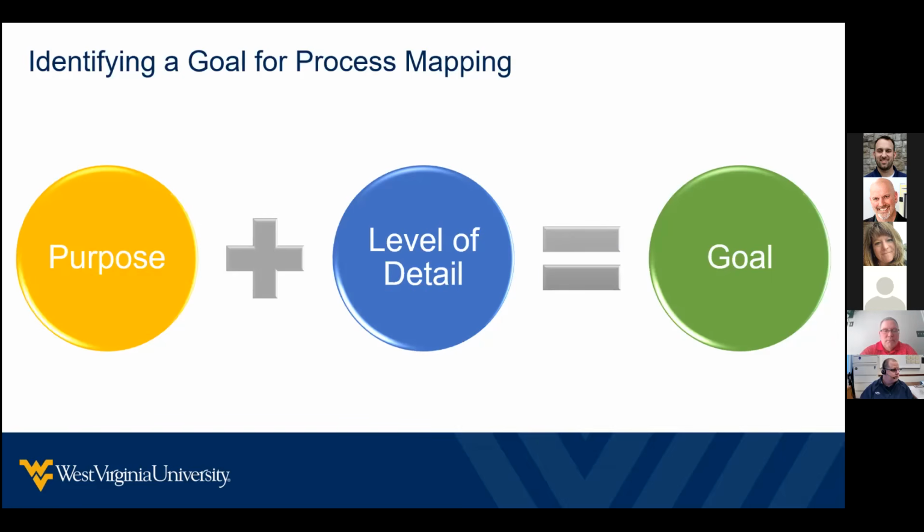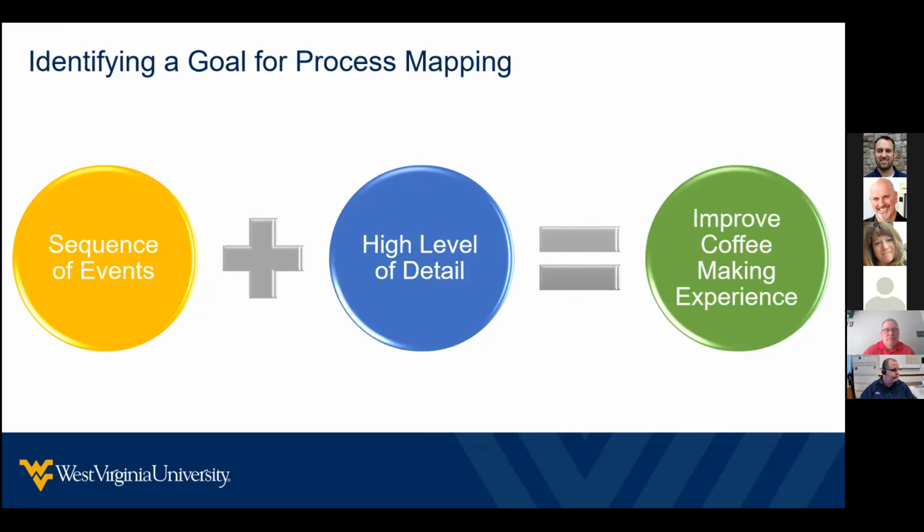Identifying this information up front will not only provide a goal to keep the team on task, but it will also help answer questions about steps to include or not include as the activity gets underway. For the purpose of our coffee example, the goal will be to improve the coffee making process. Since we are looking at the coffee making experience as a whole, our purpose will be to identify the sequence of events that make a cup of coffee. This means our level of detail will remain fairly high.